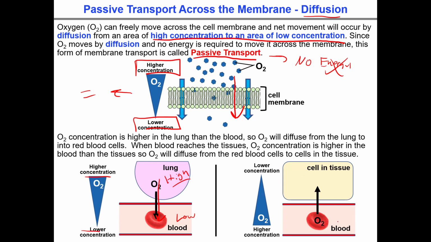Same thing over here. After we've breathed in and the blood has taken the oxygen, we now have a high concentration in our bloodstream. And the cells we want to get it to, whenever they have depleted the amount of oxygen, will have a low amount. So when our blood comes by, it's going to want to diffuse the oxygen it just took in into our cells. So again, going from high to low.